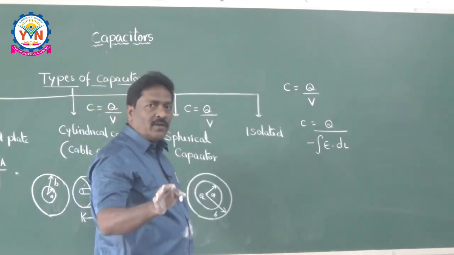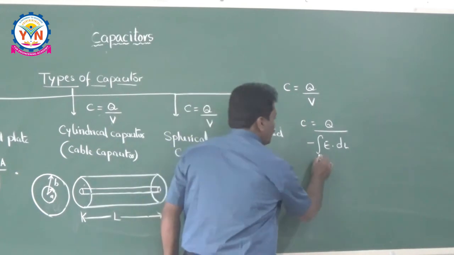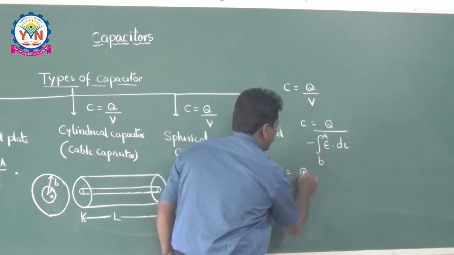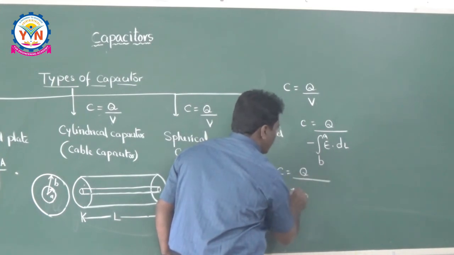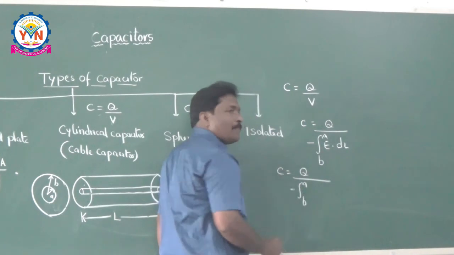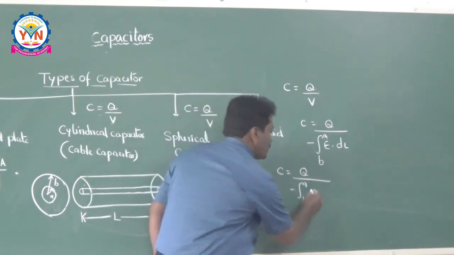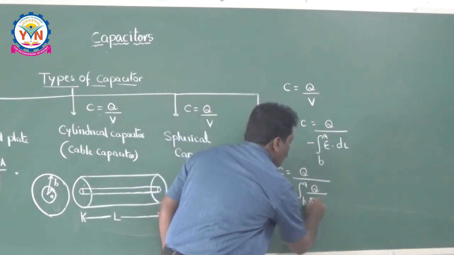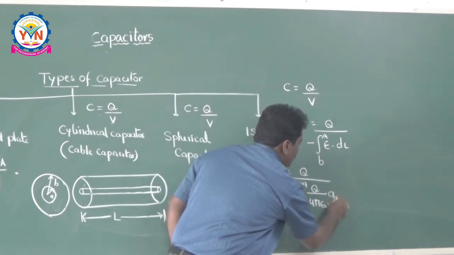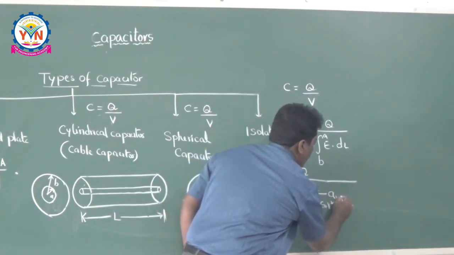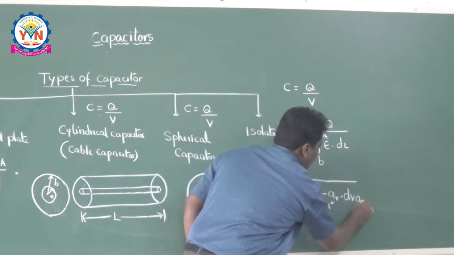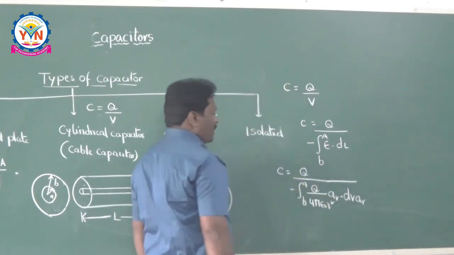I hope you are following this. So this is B to A. Therefore, C is equal to charge enclosed, Q, by integral B to A. What is E? E for a point charge is Q by 4 pi epsilon naught R square, in which direction? aR. Dot. The length element is also radial, meaning dr into aR. Then aR dot aR becomes 1.